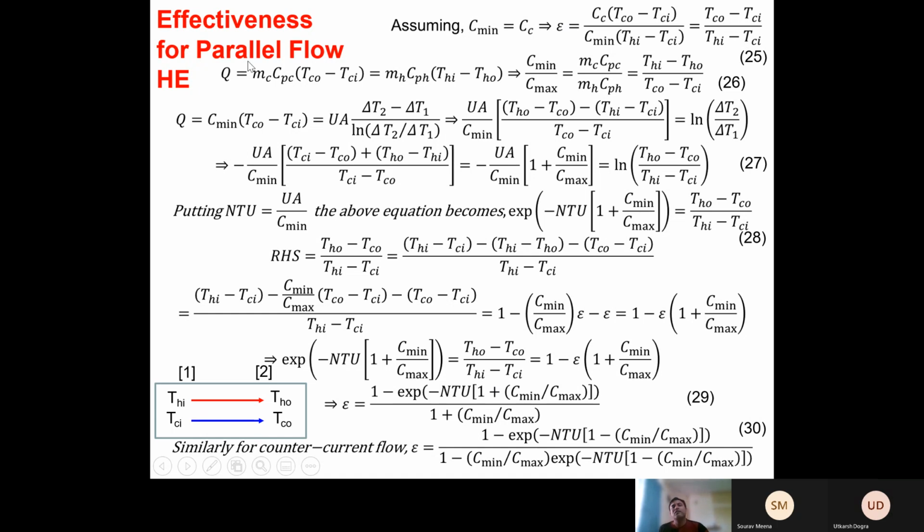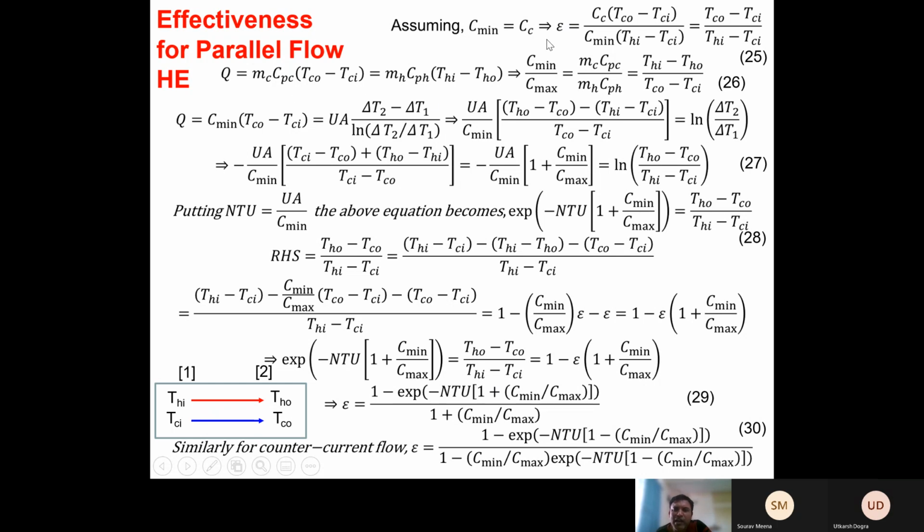Now, the sensible heat will be given by mC CPC (TCO minus TCI), or this can be given as mH CPH (THI minus THO), isn't it? So if I take mC CPC divided by mH CPH and rearrange this, that means CC divided by CH if I calculate, isn't it?